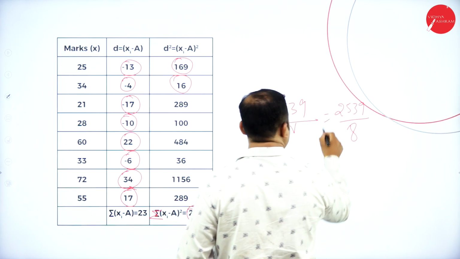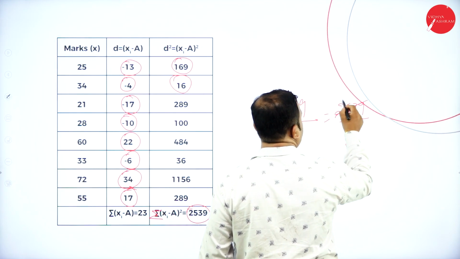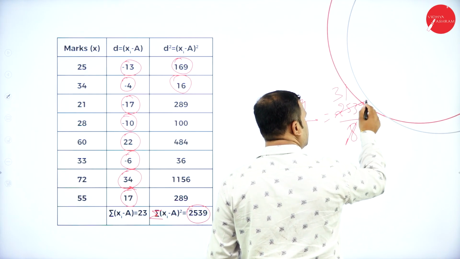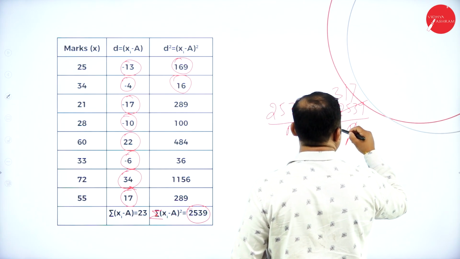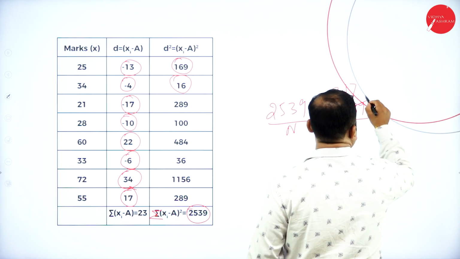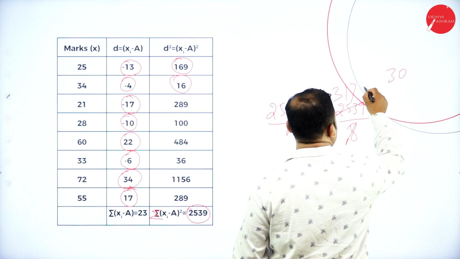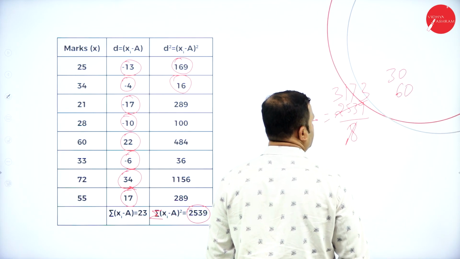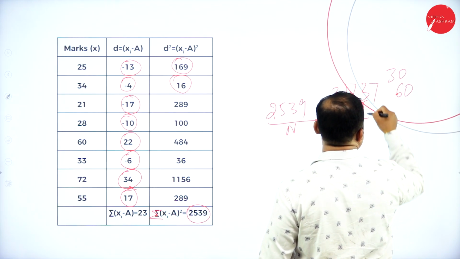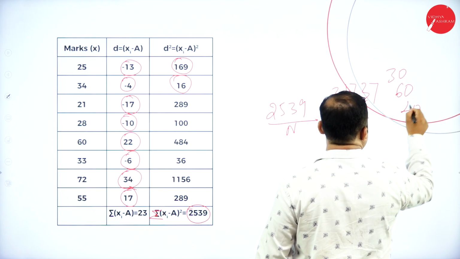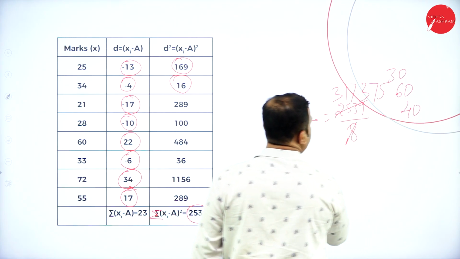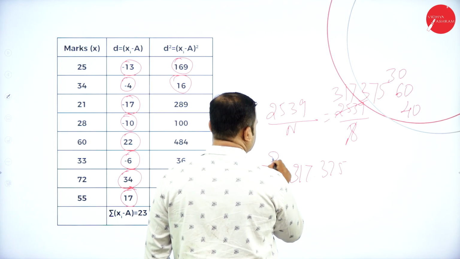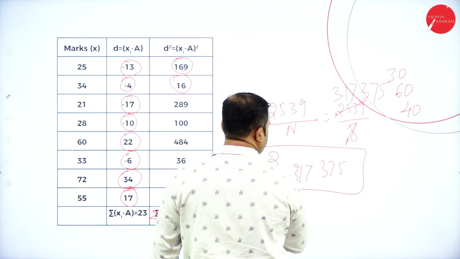What is the value of this? If I do this further simplification, that is 8 3s are 24, 1 3, 8 1s are 8, that is 5 is remainder, 5 9, 8 7s are 56. 30 is remaining, 8 3s are 24, 60. We have 8 7s are 56. We have 4, 40, 8 5s are 40. We have 317.375. This is the variance, that is the variance is equal to 317.375.